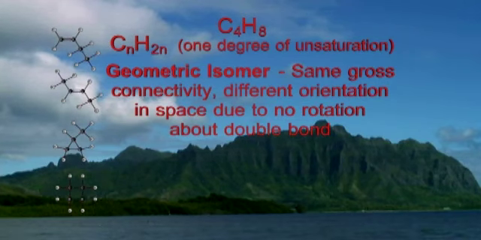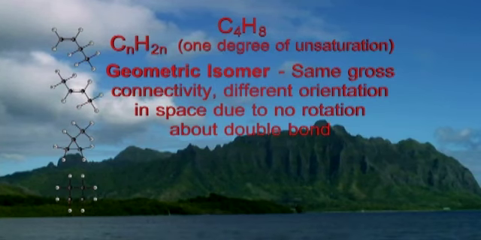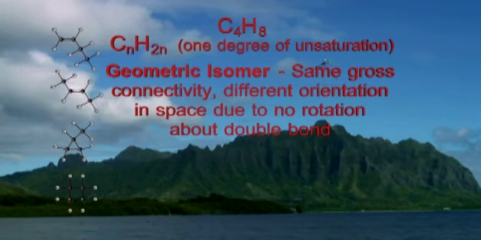Geometric isomers have the same gross connectivity, but differ only in how the groups are oriented in space due to hindered rotation about the doubly bonded carbons. In addition, they also have different chemical and physical properties.